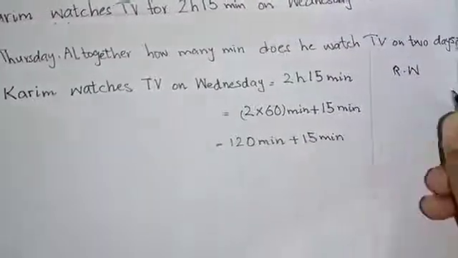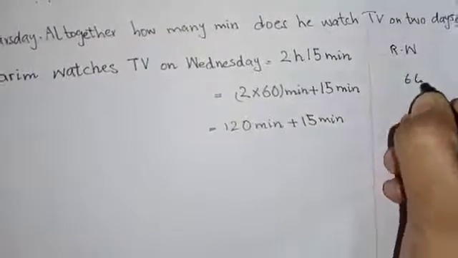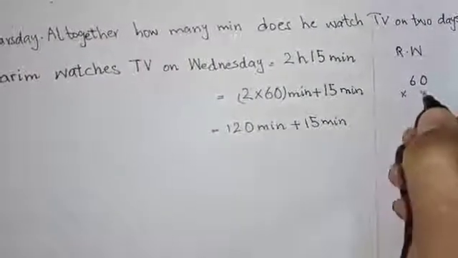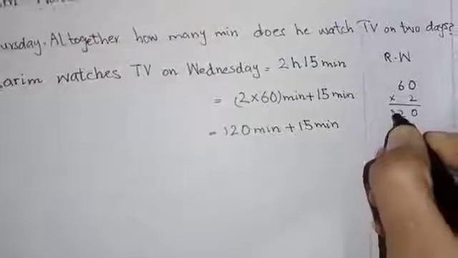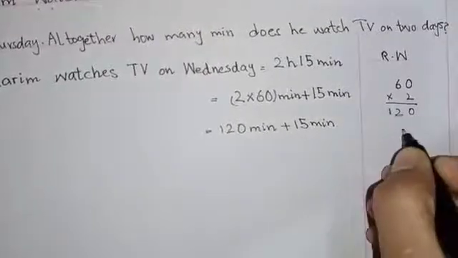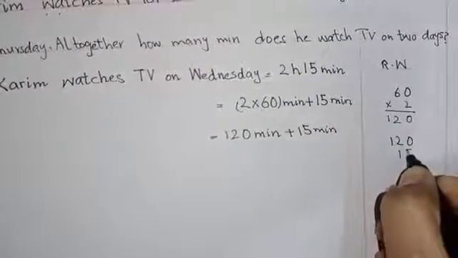You will also do rough work on the side of the page. Now we multiply 60 with 2. It's 2 sixes are 12. So the answer is 120. Now we will add 120 and 15.